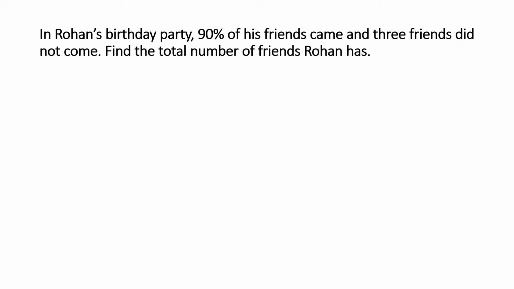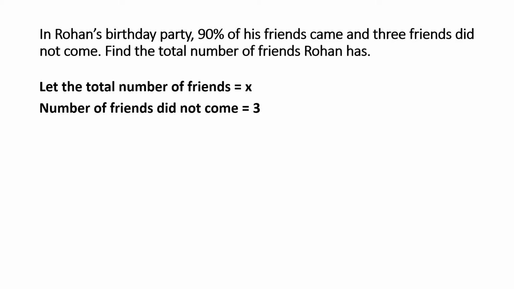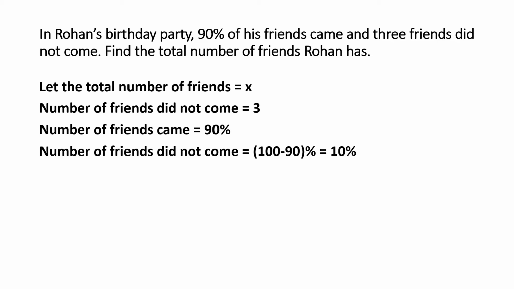First step, we need to find the total number of friends Rohan has. Let the total number of friends be x. The next thing given to us is the number of friends who didn't come, that is 3, and the percentage of friends who came, 90%. So first of all, we need to find the percentage of friends who didn't come. The total percent is 100%. The friends who didn't come are 100 minus 90%, that is 10%.